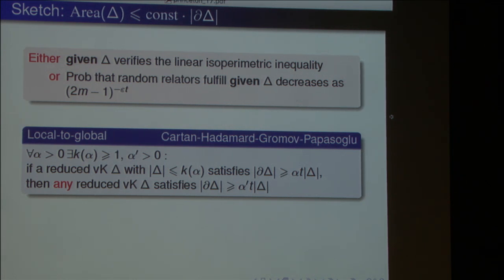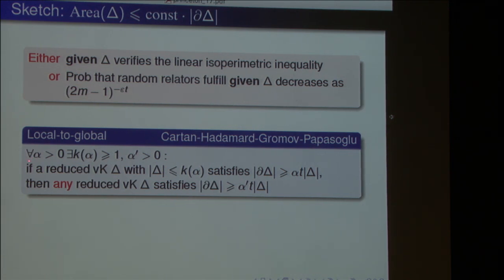And what this result says is that if you would like to check the linear isoperimetric inequality over all diagrams, in fact, you don't need to check over all diagrams. It's enough to check only finitely many. This is why it is called local to global. So if you check for finitely many, it will be enough to conclude hyperbolicity. So it is a very deep result. We will not prove it. It takes some time. We will just use it. Okay, so let us read.